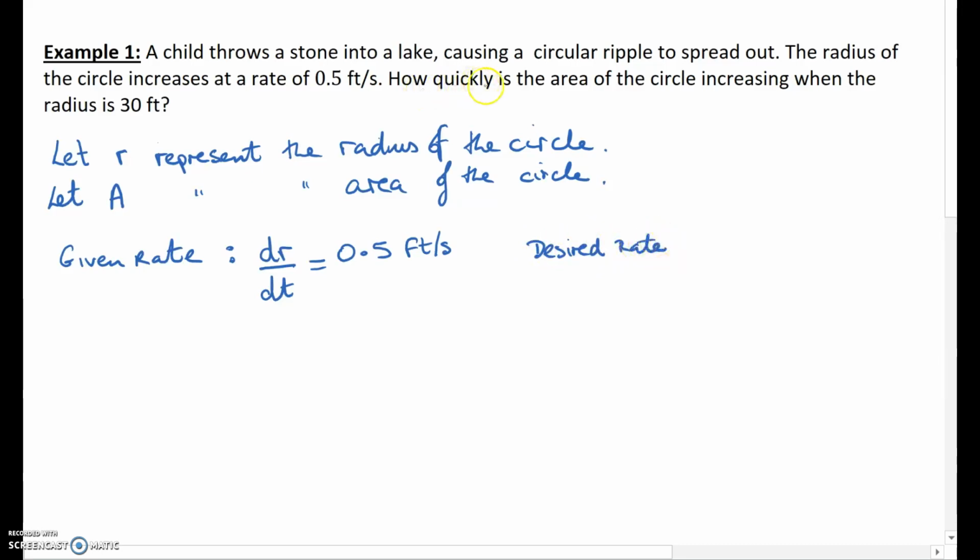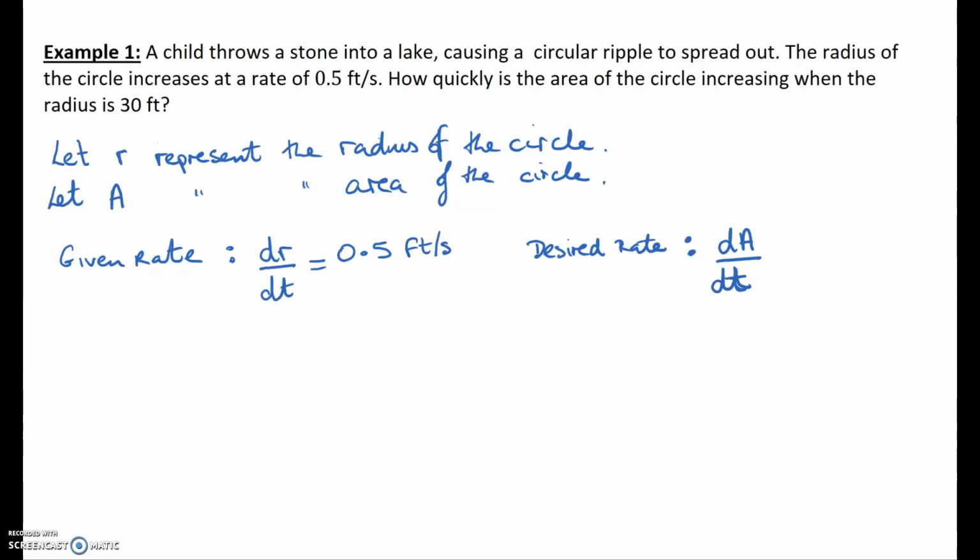comes from the last sentence. How quickly is the area of the circle increasing? So it's the area that's changing, and you want to know how quickly that's changing. So if A stands for area, dA dt stands for how quickly that is changing. Okay, so please try and remember that. You already know it, it's now just a matter of applying it. That the derivative of a quantity, dr dt, dA dt, tells you how quickly those quantities are changing. Okay, so those are our two rates.